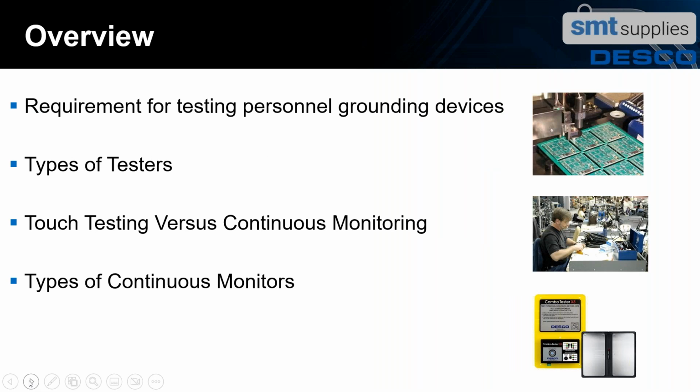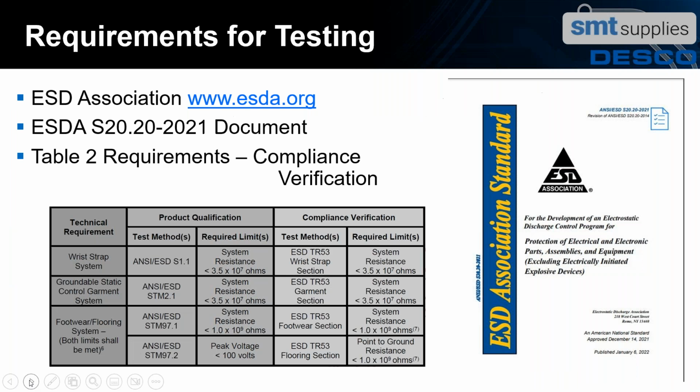So overview: the requirement for testing personal grounding devices, which I'll touch on, and the types of testers that we typically use in an EPA. Then I'm going to touch on touch testing, and I'll explain what touch testing is versus continuous monitoring. Then we'll get into a slide of the various types of monitors, and then I'll show you basically how continuous monitoring works.